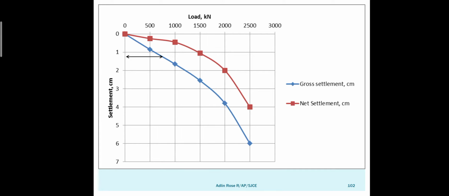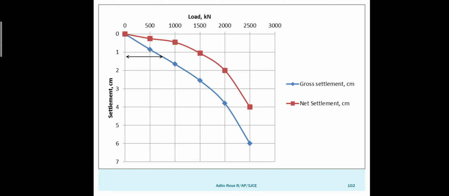Okay. Now what should you do? Find the allowable load from the graph. How to find the allowable load? I said three possibilities are there to find the allowable load. First, we will see the first possibility. The rule is the load corresponding to gross settlement of 12 mm. How many centimeters is 12 mm? 1.2 centimeter. So first find out the 1.2 centimeter, and the load corresponding to 1.2 centimeter is taken.